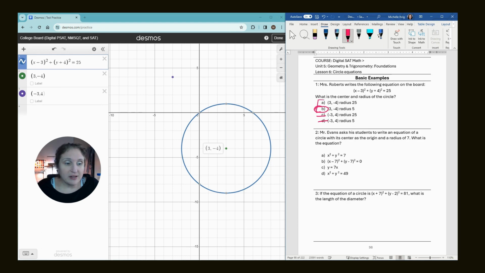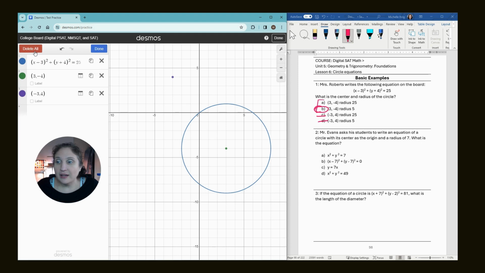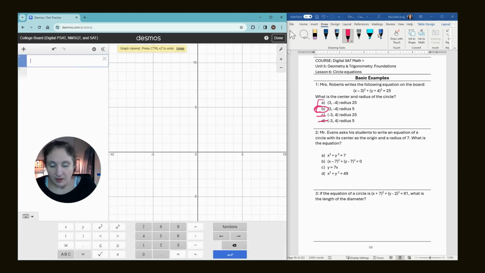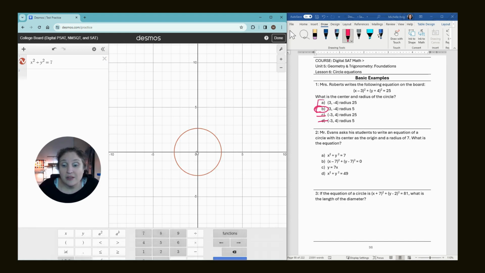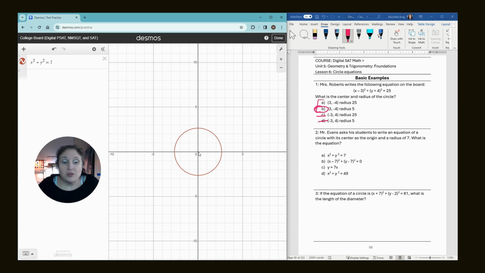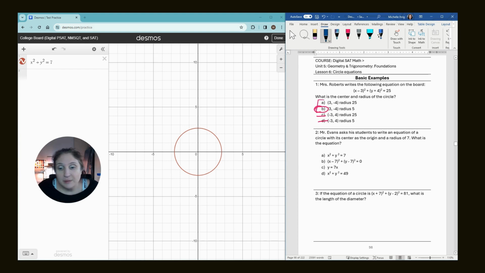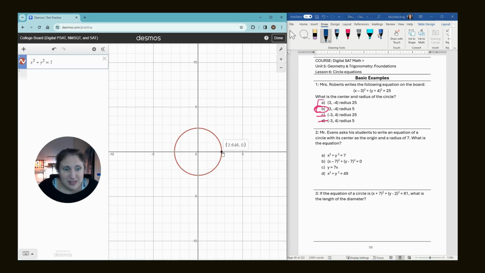Mr. Evans asks his students to write an equation of a circle with a center at the origin and a radius of 7. So let's go ahead and click the gear and get out of that, delete all. So we've got x squared plus y squared equals 7. We're not doing the a of x and f of x because this is two variables. Okay, well, the good news is that this is centered at the origin. So we know the x squared and y squared part is correct, but this radius is only like 2.646.